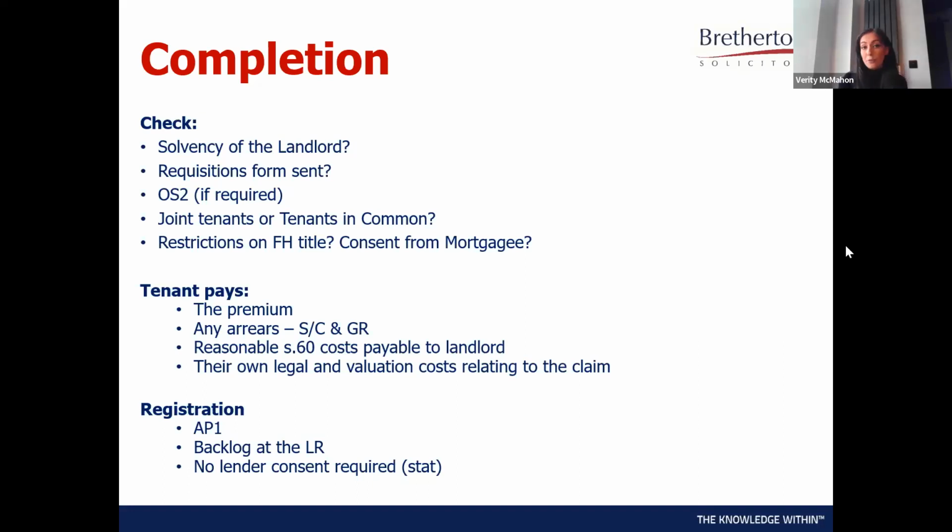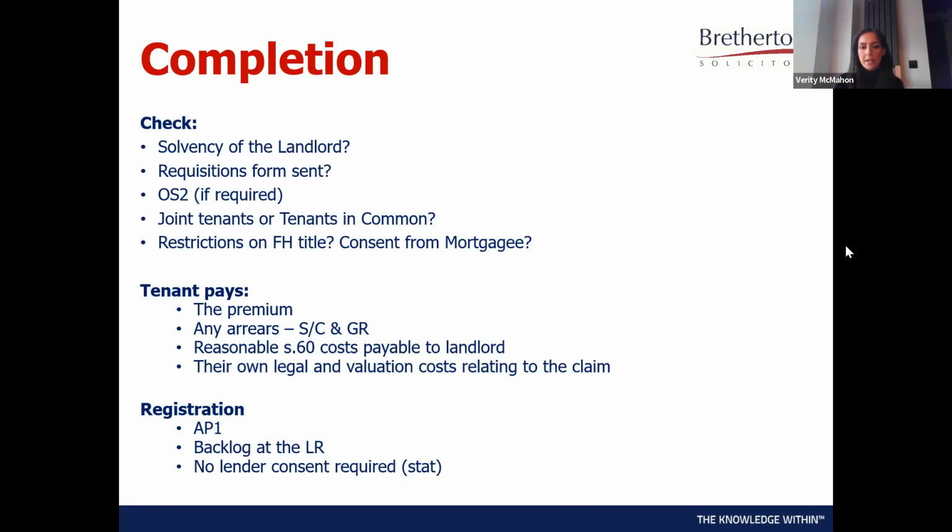it's always worth doing. And obviously, if the leaseholders are holding the property jointly, make sure you've got instructions as to how this is going to be held at the Land Registry, so you can fill the appropriate section of the lease in. The tenant will pay the premium on completion. Any arrears of service charge and ground rent will often be recouped on completion. So it's worth making sure your client is aware of that throughout the process.